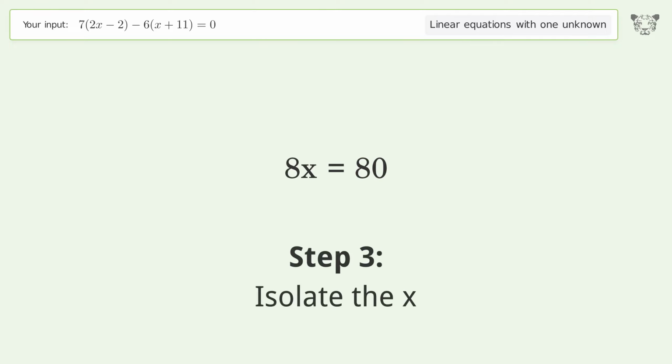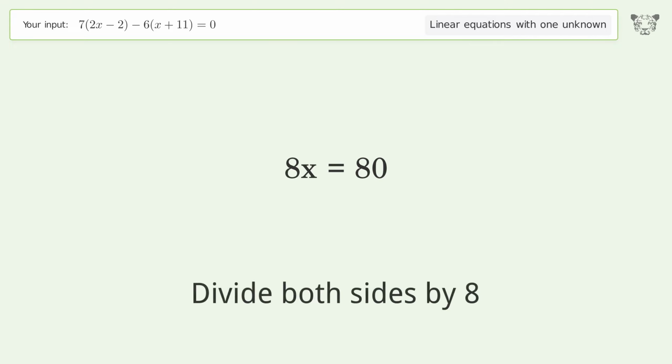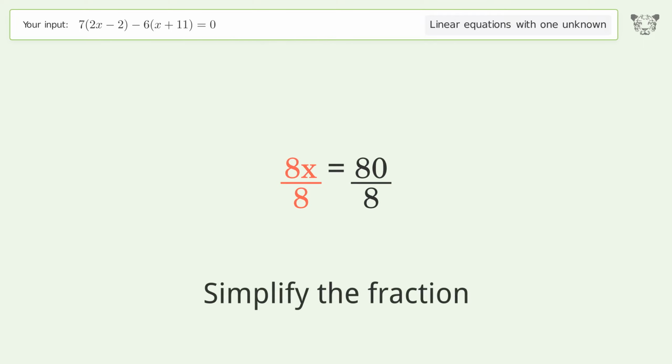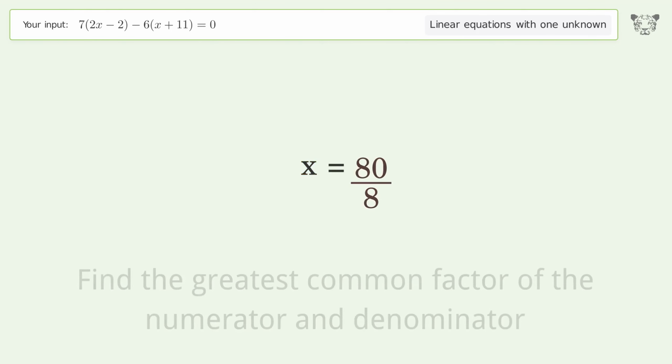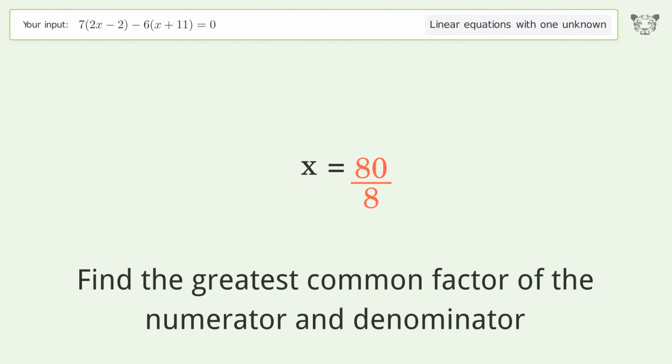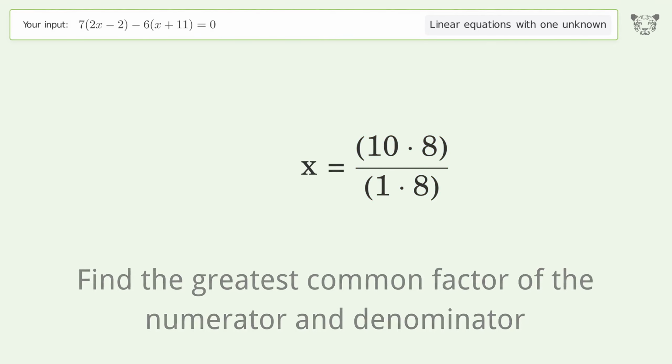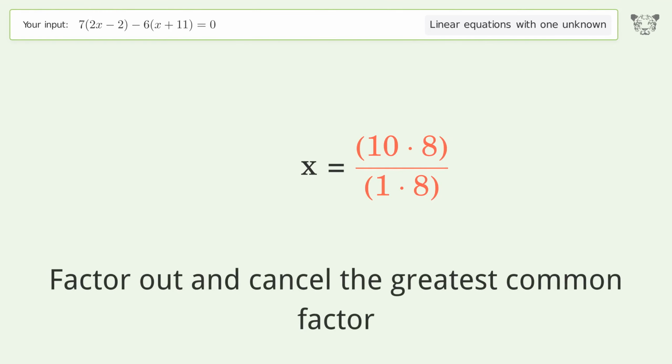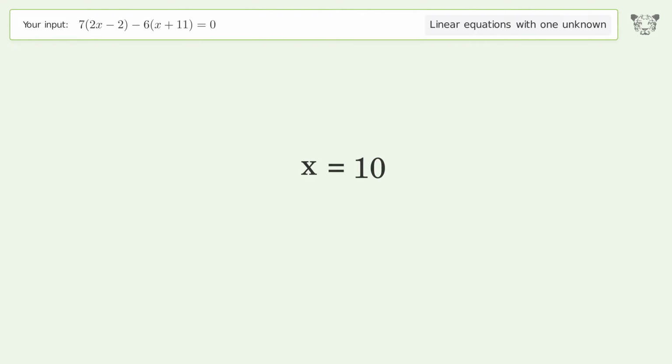Isolate the x. Divide both sides by 8. Simplify the fraction. Find the greatest common factor of the numerator and denominator. Factor out and cancel the greatest common factor. And so the final result is x equals 10.